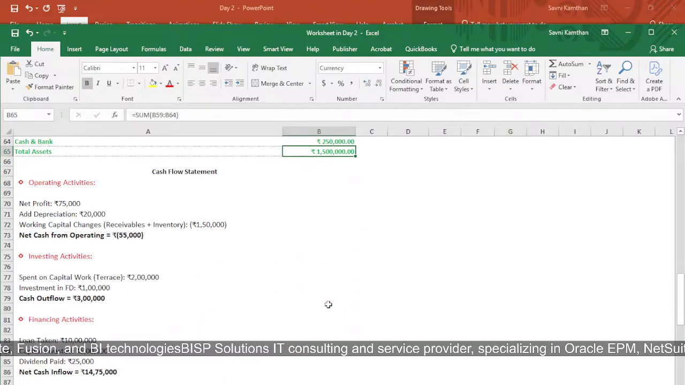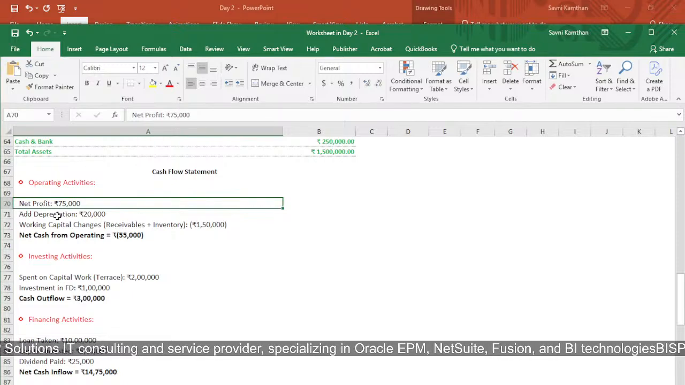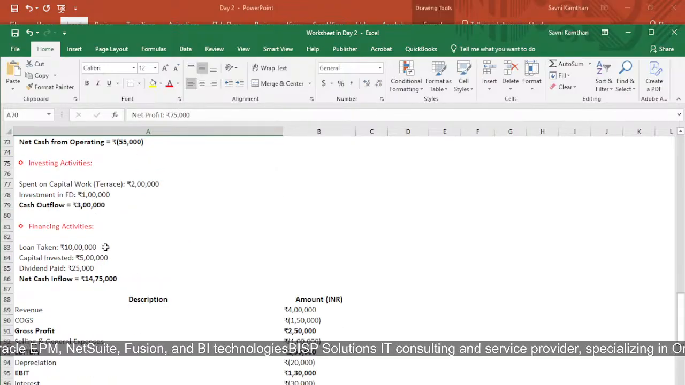After that, she has made cash flow statements, where operating activities is net profit of 75,000, to which we will add depreciation of 20,000, and working capital changes, where we will be adding receivables plus inventory, which is around 1,50,000. So net cash from operating is 55,000.